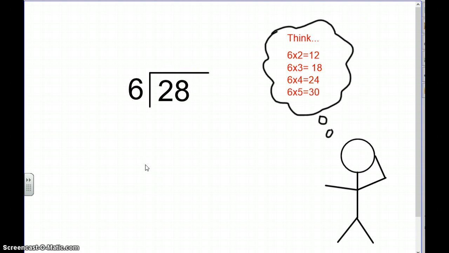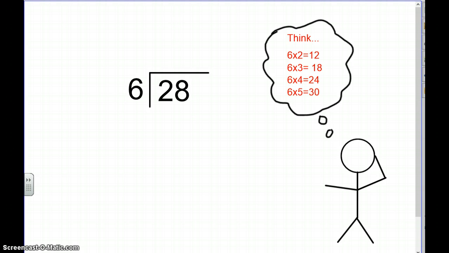Let's go ahead and look at another problem. Okay, this is 28 divided by 6. So again, we always start in the greatest place value. In this case, again, it's the tens place, and we have a 2. And so you're asking yourself, okay, well, what's 2 divided by 6? Or how many times can 6 go into 2? And in your head, you should be thinking, oh, 6 can't go into 2. 2 is smaller than 6, so I cannot divide 2 by 6.